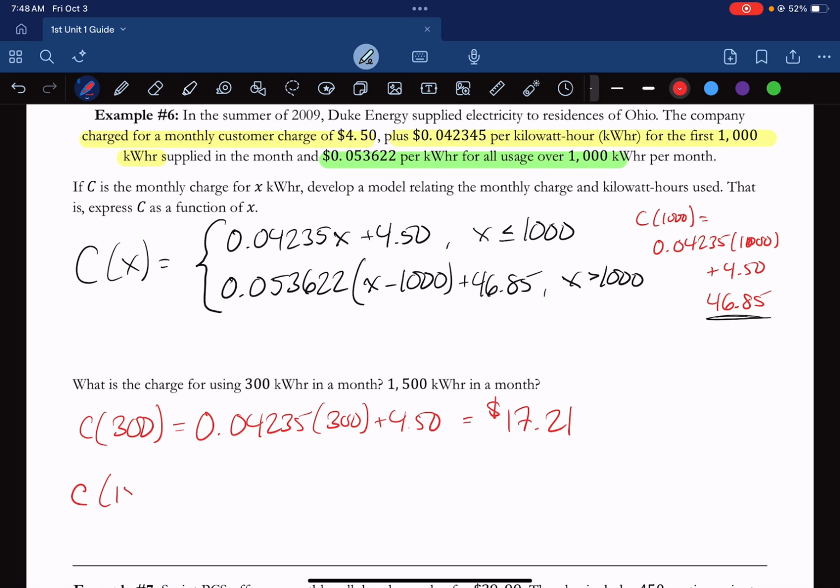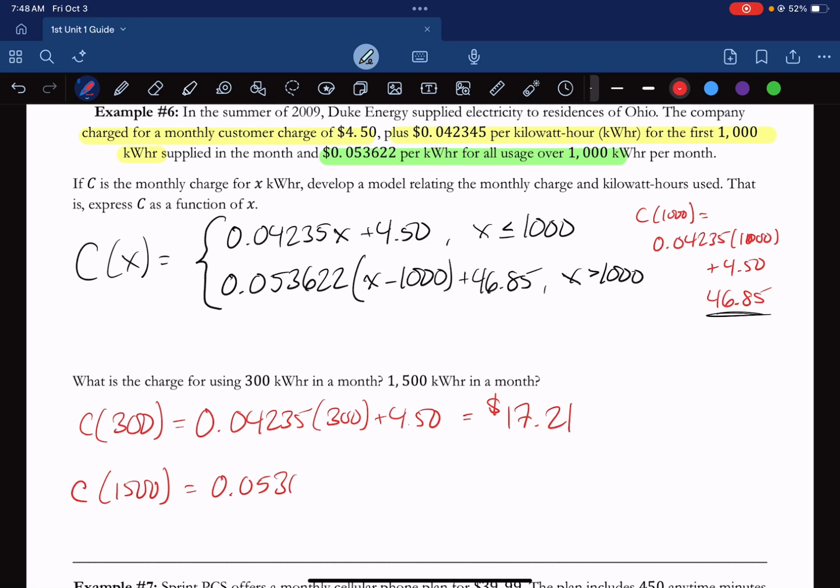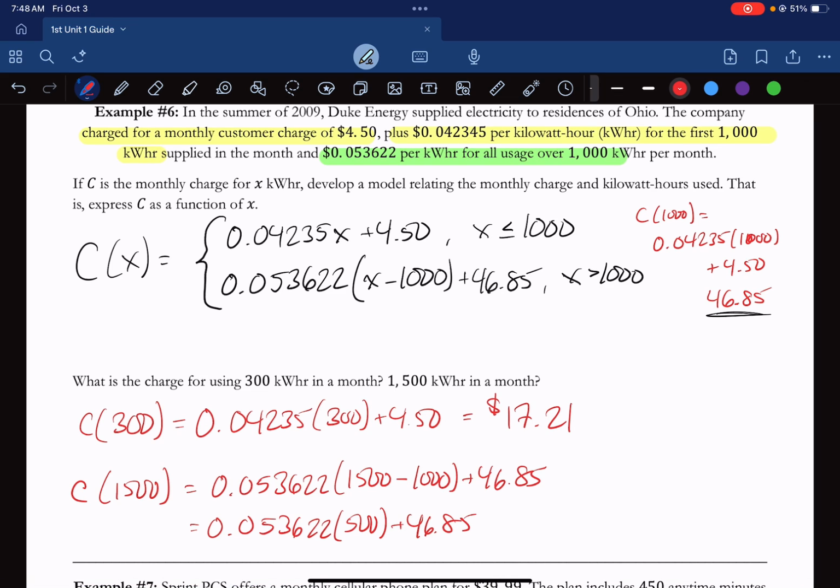And then if you use 1,500 kilowatts an hour, that's going to be following that second rule. So I got 0.053622 times 1,500 minus that 1,000 plus 46.85. So I can do that subtraction really quick and get 500 plus 46.85, and now I'm just going to evaluate this guy. And that would give me a cost of about $73.66 when I plug that into my calculator. All right, next one.